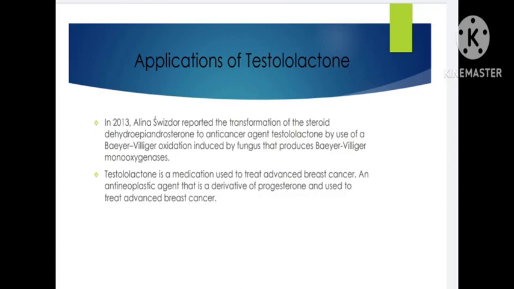And it was also reported that this Baeyer-Villiger oxidation was catalyzed by Baeyer-Villiger monooxygenase, which are basically microbial enzymes that are produced by fungi. And this testolactone acts as an anti-cancer agent, that is also known as an anti-neoplastic agent. Anti-neoplastic agents are basically medications that are used to treat cancer. So it is used to treat breast cancer.